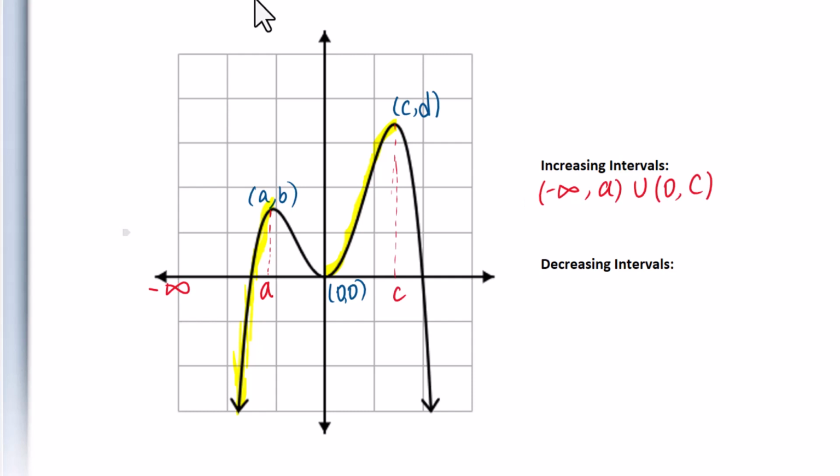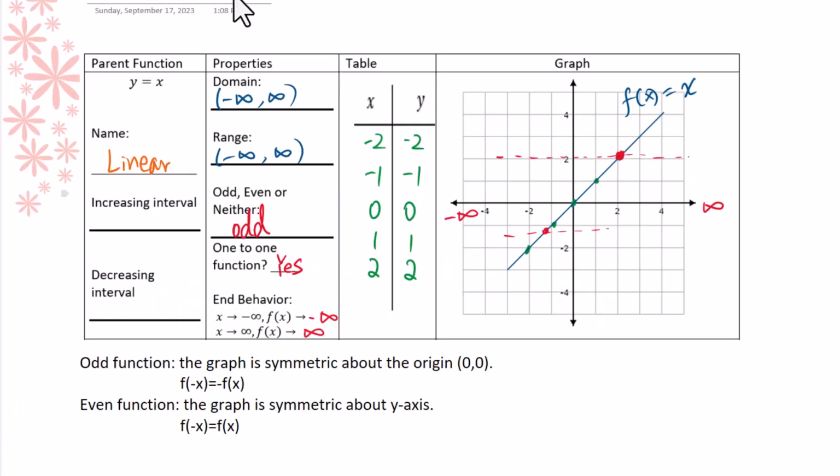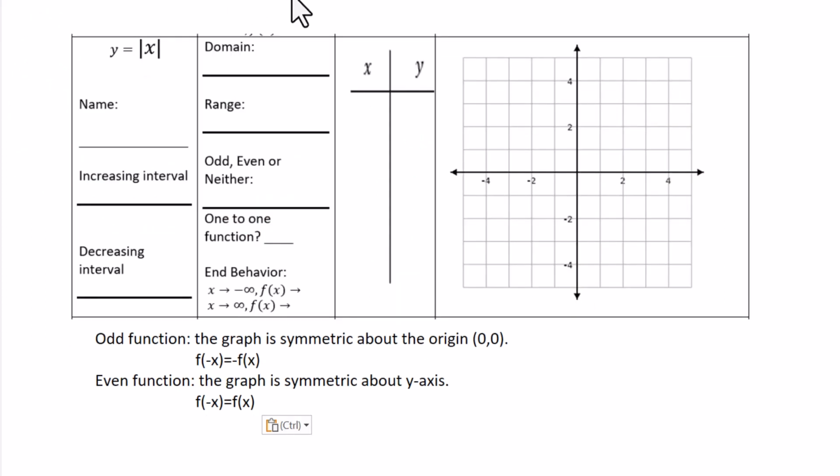When the graph goes down from left to right, then this graph is decreasing. We have 2 parts of the graph decreasing: from A to 0, union from C to positive infinity. The graph of y equals x is always increasing, so the increasing interval is all real numbers. No decreasing interval.